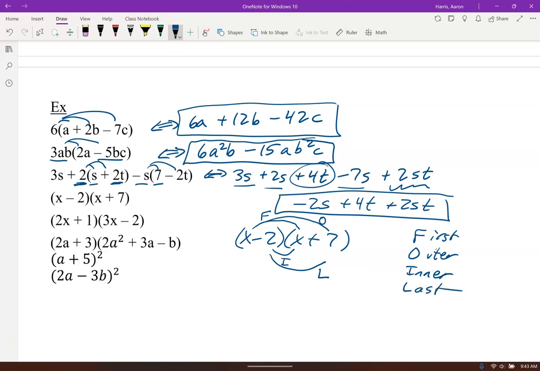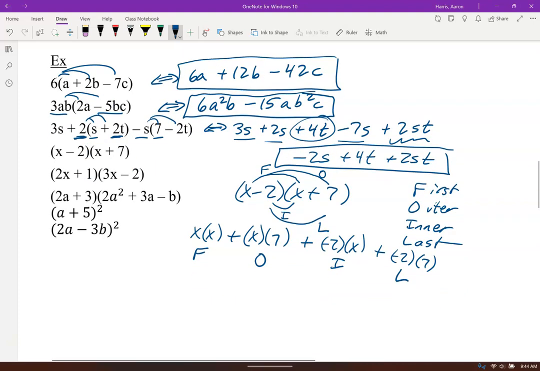Okay, so let's do first. So I got x times x is x squared. X times x, there's our first. Plus, now I'm going to go x times a positive 7. That's my outer. Now I'm going to do the inner. So that's my negative 2 times x. It's my inner. And finally, I'm going to do last, negative 2 times 7. Foil.